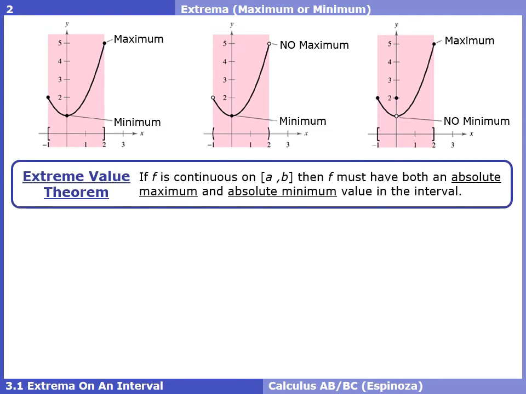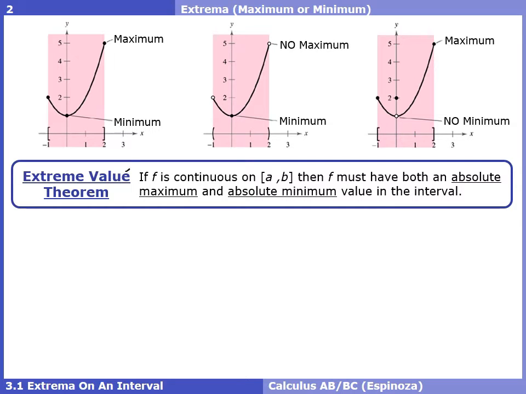That leads us to this theorem called the extreme value theorem. What the extreme value theorem says is that if you have a function that's continuous from A to B, in other words, from one point to another point, then that function f must have an absolute max and an absolute minimum. And you can kind of see that in the example up here.